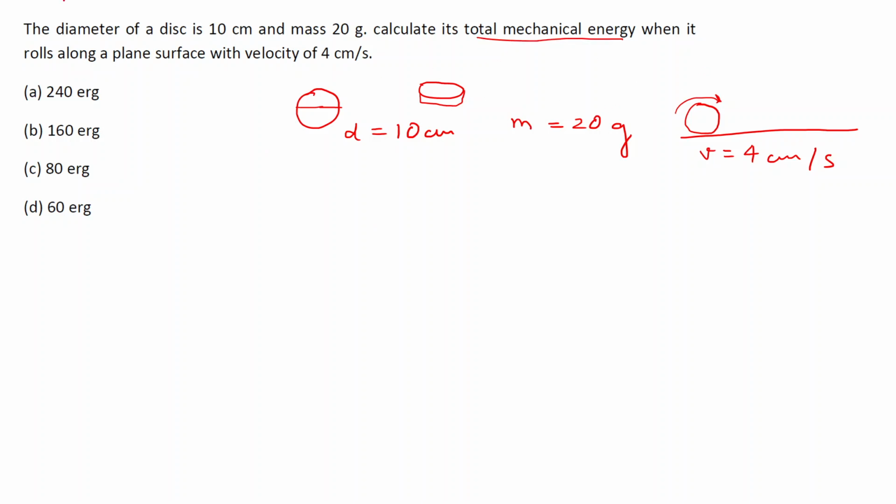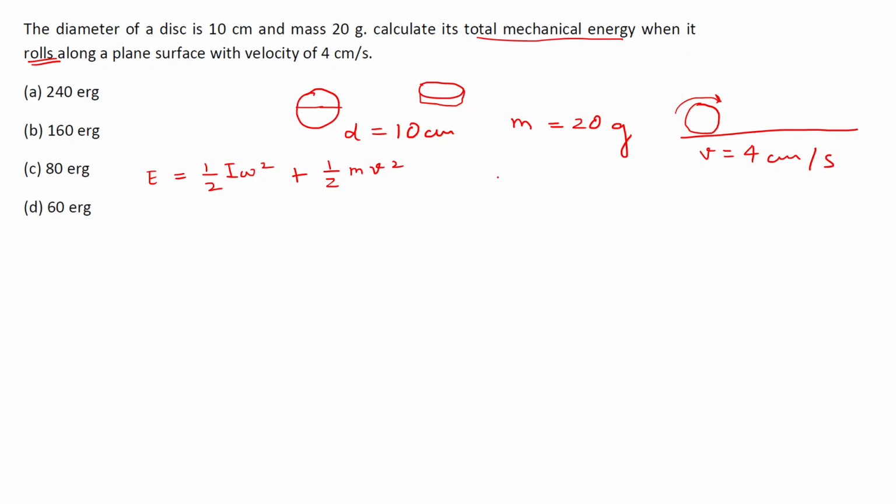So it's rolling means there will be rotational energy as well as translational energy. So what will be the energy? The energy I am denoting with E. It will be rotational plus kinetic. Rotational will be half I omega square and kinetic will be half m v square.